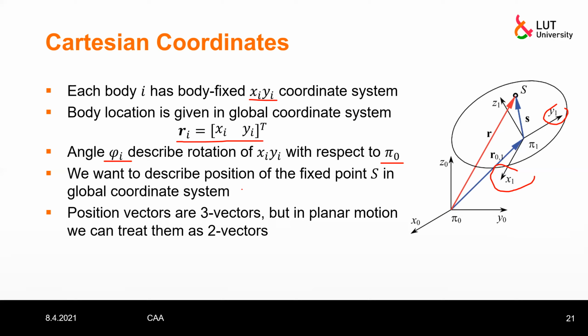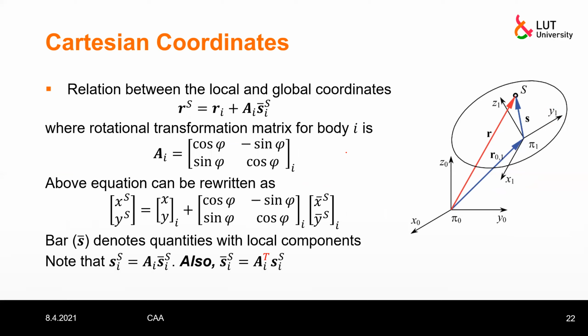One of the common tasks that we have to face is how to describe the point S in all those coordinates. Please note that in general, position vectors are 3-vectors, as we have seen in the example of coordinates, because this is done in the spatial case. However, in planar motion, and we will deal only with planar motion, we will treat them as 2-vectors. So they will have only 2 components. That's why here the position vector has only 2 components. So now we have to define how to move from one reference frame to another.